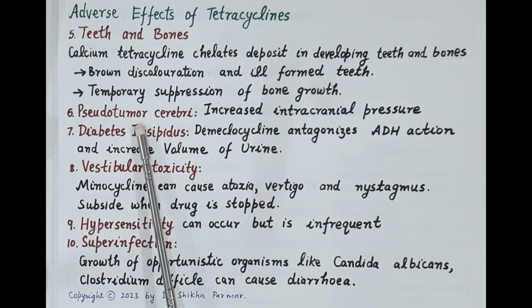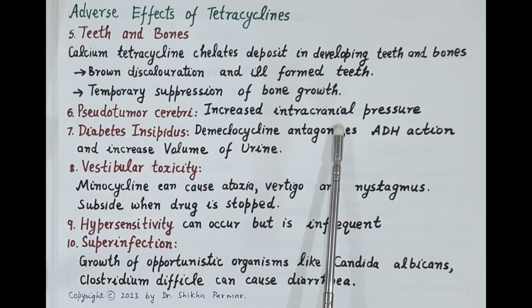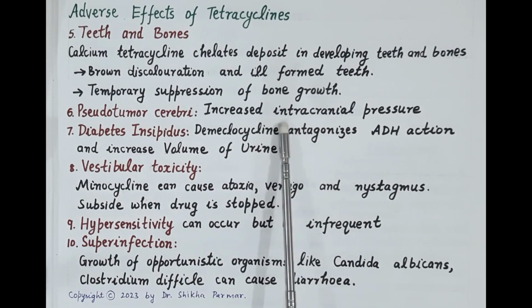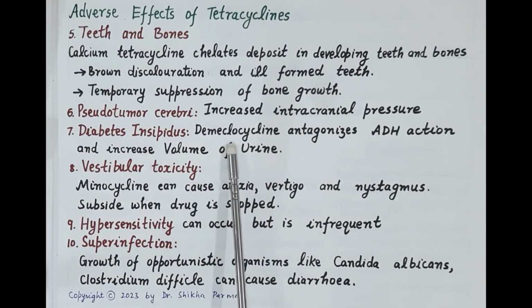Another adverse effect is pseudotumor cerebri. Now, tetracyclines can cause increase in the intracranial pressure, and this can produce central nervous system symptoms like headache, blurred vision. However, it's reversible on stopping the drug. Then very important, as already discussed, demeclocycline antagonizes action of antidiuretic hormone, and thus it increases volume of urine. So, it has been used in patients with inappropriate antidiuretic hormone secretion.